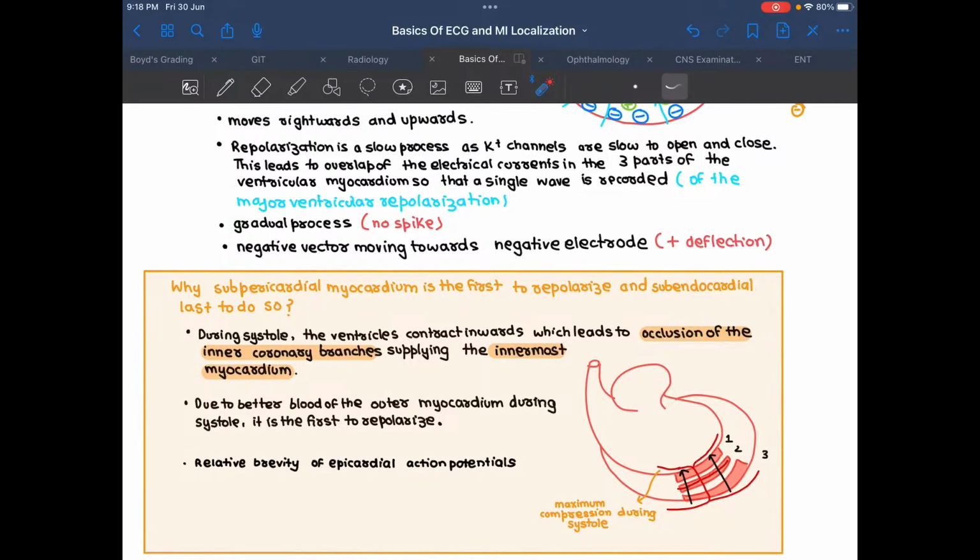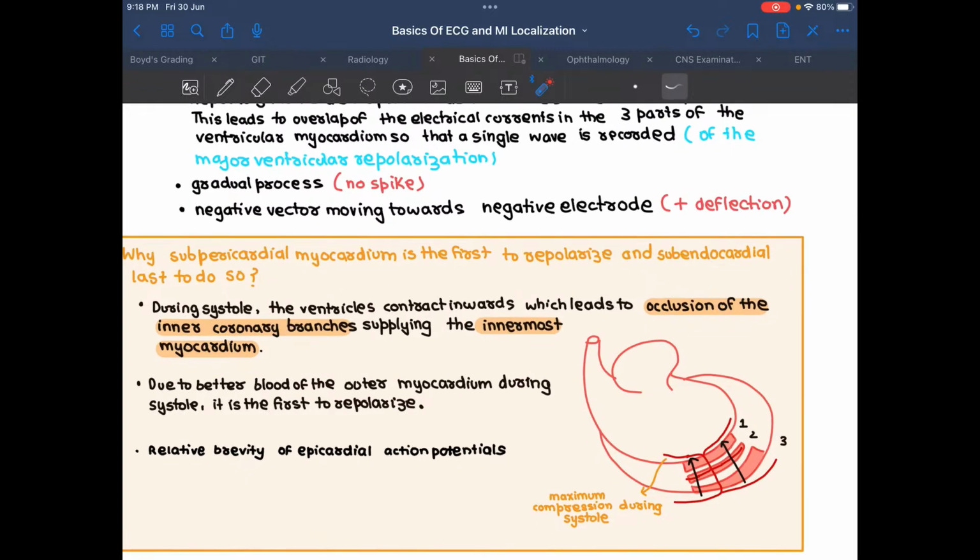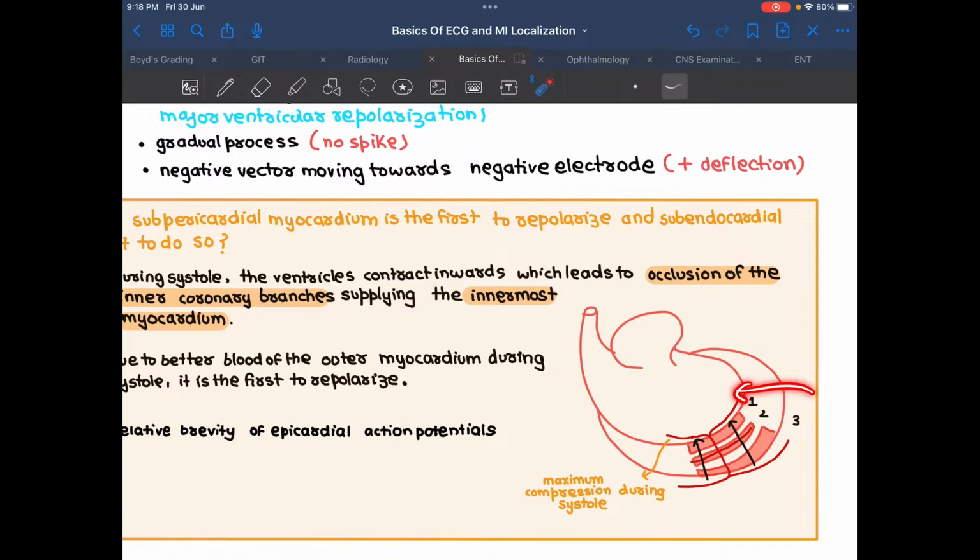And what is the reason that the subendocardial layer is the last to undergo repolarization? There are two reasons behind it. The first reason is the subendocardial crunch. What do I mean by that? Whenever the myocardium contracts, it contracts from outward towards inwards. So it's going to occlude the subendocardial blood supply, and because of this, the repolarization is going to be hindered in the subendocardial layer. So that is the first reason.